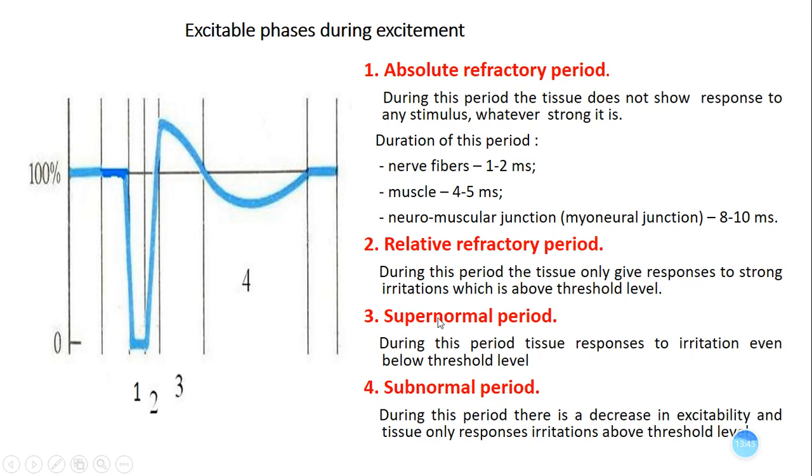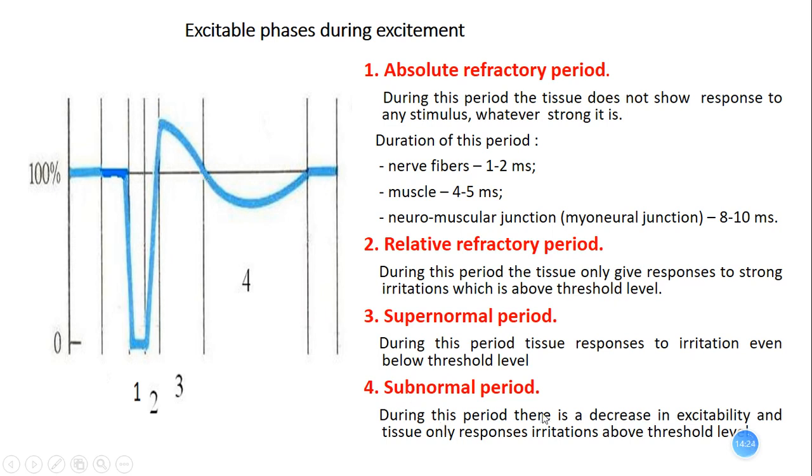Then we have the supernormal period. During this period, the tissue responds to irritation even if the irritation strength is below threshold level. This is number 3 here, from here to here, the supernormal period. During this period, the excitable tissue is hyperactive, very active. Then the subnormal period comes.